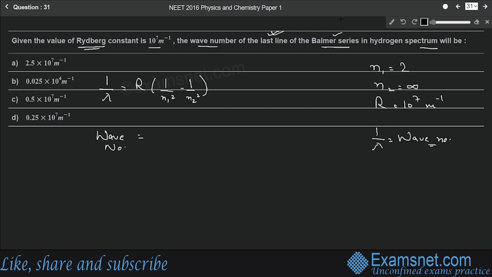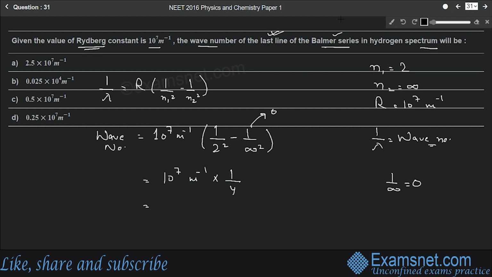is equal to Rydberg's constant, that is given as 10 to the power 7 per meter, and under bracket 1 by N1 square, so 1 by 2 square because N1 is 2, minus 1 by N2 square, that is 1 by infinity square, and we know that 1 by infinity is equal to 0. So this part is equal to 0. So what is left here? 10 to the power 7 per meter into 1 by 4.